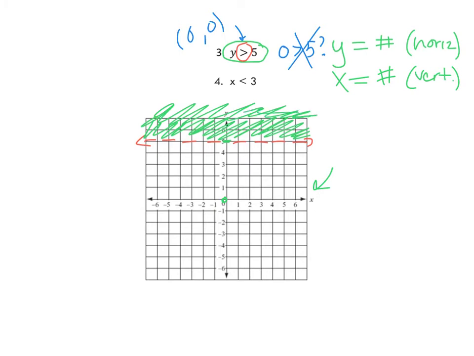And so for that second one, x equals is a vertical line. So at x equals 3, I'm going to put a vertical line. And since, again, the inequality here is strictly less than, it's going to be a vertical dashed line.